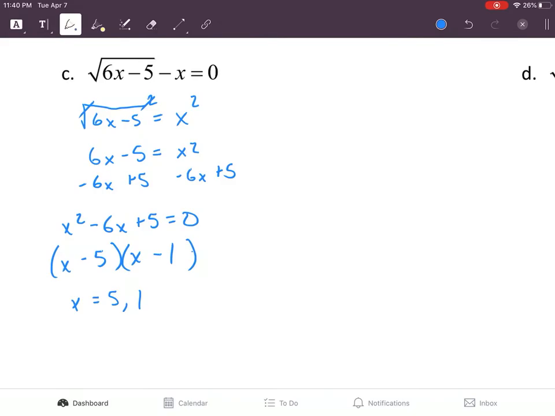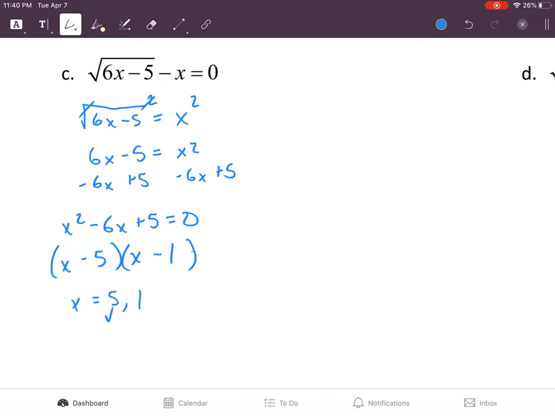Now, because these are radical equations, we have to check them in the original equation to see if they work out. So if you put 5 in for x, you get 6 times 5 is 30. 30 minus 5 is 25. The square root of 25 is 5. And 5 minus 5 is 0. So that checks out.